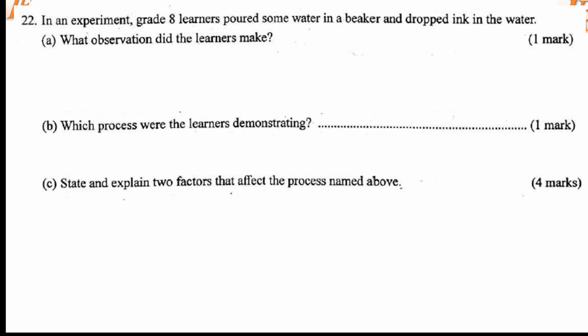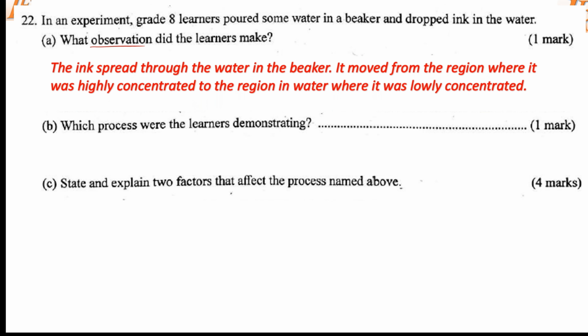Before we answer the question, let's know what we are expected to give. When we are told to give observation, observations in science are given based on the 5 senses in a human being. What you can see, what you can feel, what you can smell, what you can taste, and also what you can hear. So if you drop ink inside water in a beaker, what observation can you make? You can see the ink spreading. So you will say the ink spread through the water in the beaker.